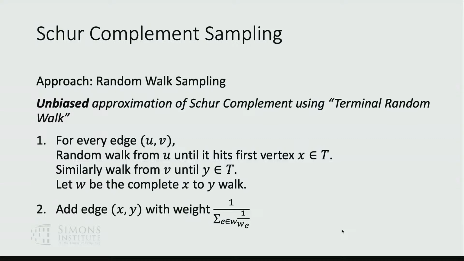What do you mean by that? For every two vertices U and V in S, that you want to preserve? For every two vertices in T, the vertices I'm keeping, I want to preserve effective resistances, let's say. They are preserved exactly with the Schur complement.